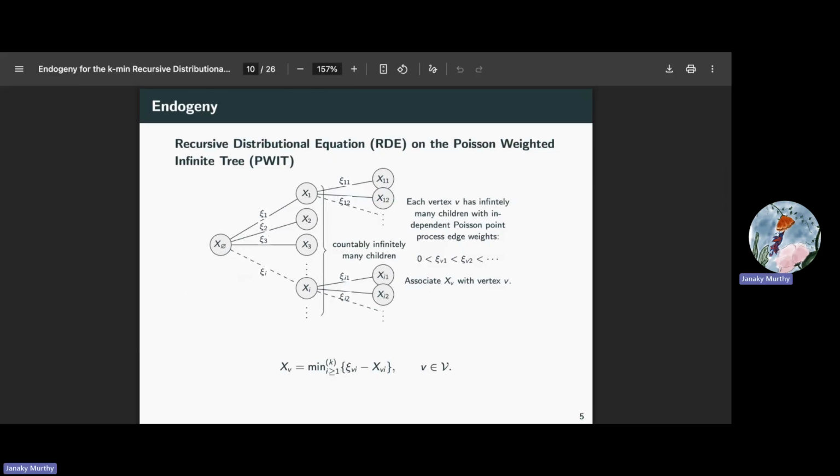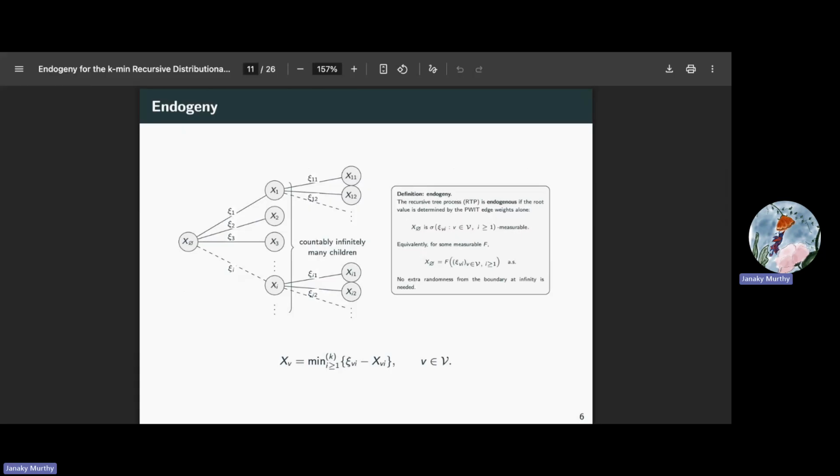Endogeny. Now, the property we are interested in is called endogeny. And endogeny means that the root value x phi, or the value of any vertex v, is determined by the edge weights of the tree alone and not by the values of its children. In other words, once the PWIT edge weights are fixed, there is no extra randomness coming from the boundary condition at infinity. This is the key property needed to prove convergence of belief propagation on PWIT.